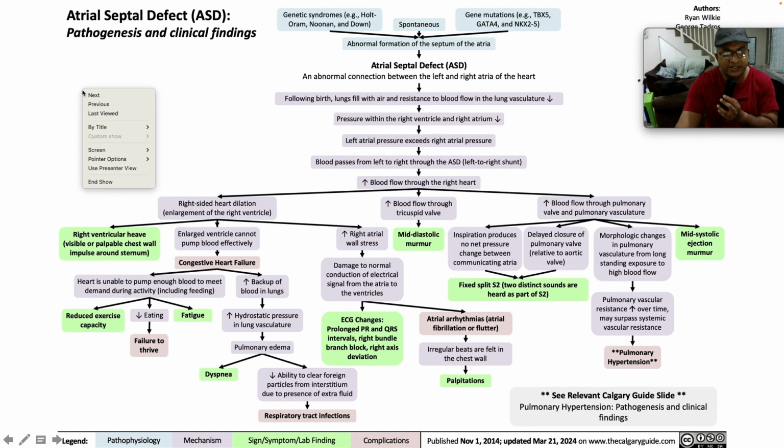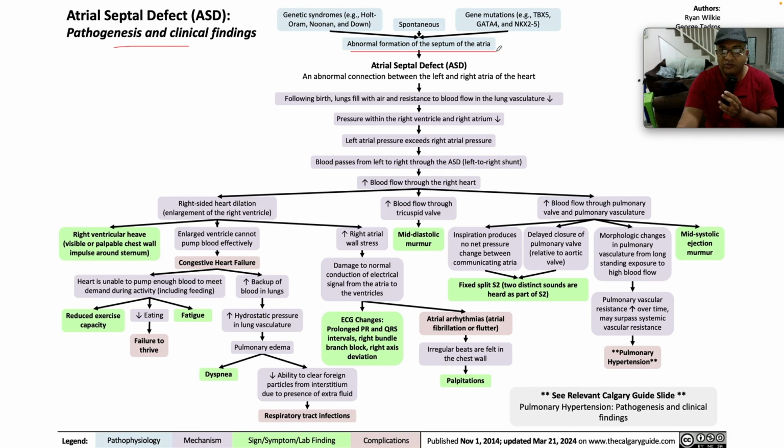So this, of course, is another beautiful slide taken from the Calgary Guide, showing us the pathogenesis and clinical findings in atrial septal defect. Once again, certain genetic syndromes like Noonan and Down syndrome and certain genetic mutations, which could be spontaneous as well, result in abnormal formation of the atrial septum, and that's an atrial septal defect, which is essentially an abnormal connection between the left and right atria.